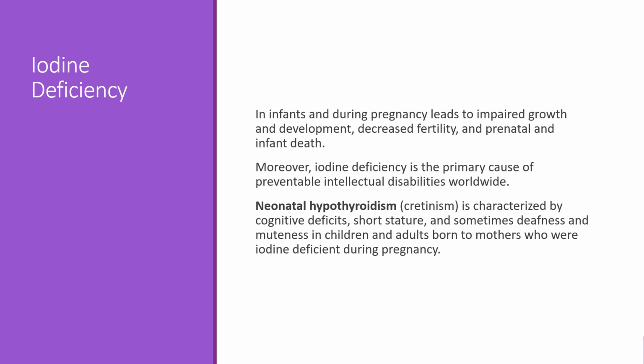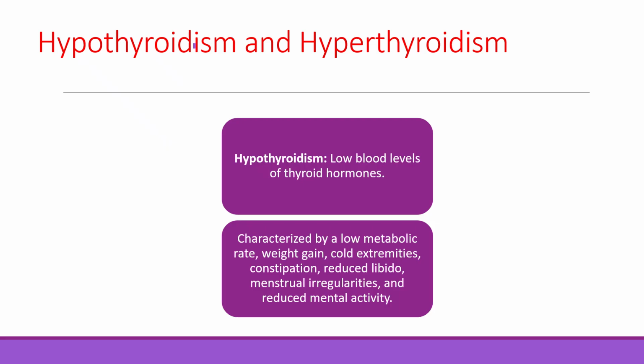All right, iodine deficiency in infants and during pregnancy can lead to impaired growth and development. It can also lead to decreased fertility and prenatal and infant death. Iodine deficiency is the primary cause of preventable intellectual disabilities worldwide. Neonatal hypothyroidism, also known as cretinism, is characterized by cognitive deficits, short stature, and sometimes deafness or muteness in children and adults that are born to mothers who had an iodine deficient pregnancy.